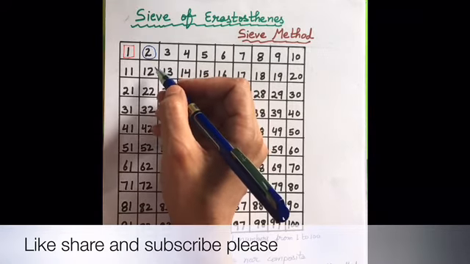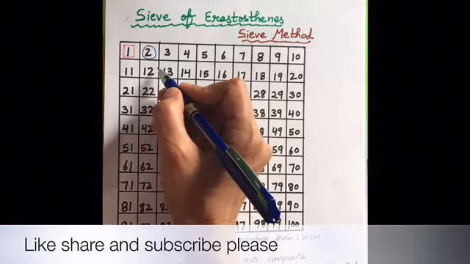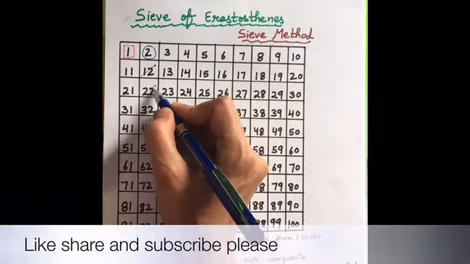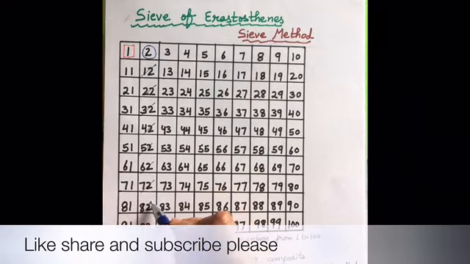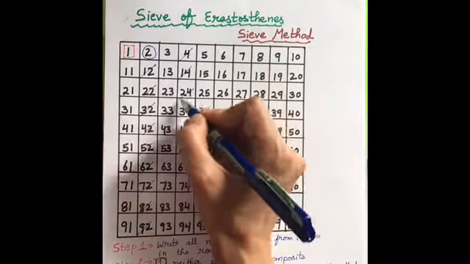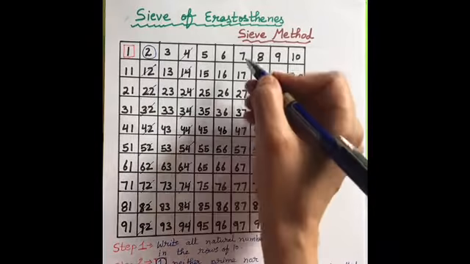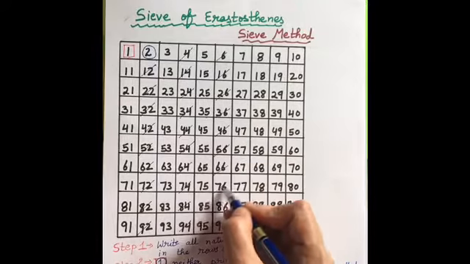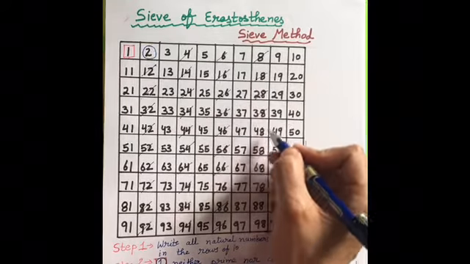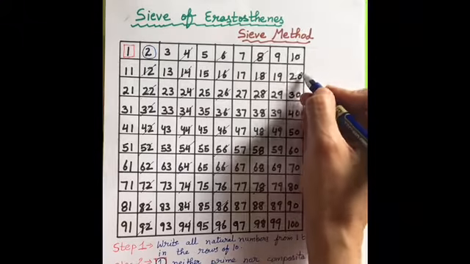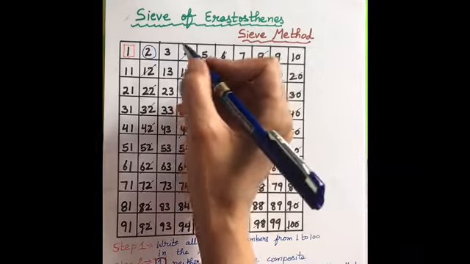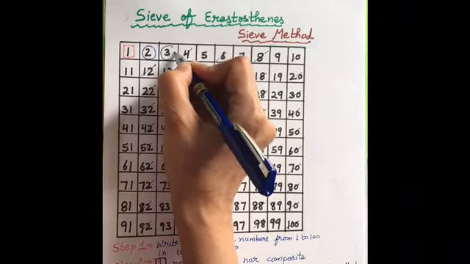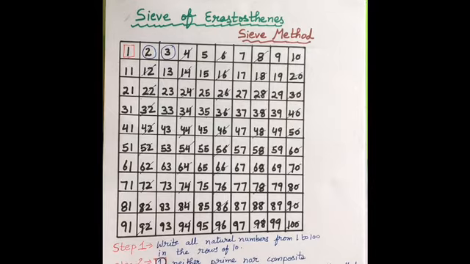And cross all the multiples of 2. So let's cross all the multiples. You know that all the even numbers are multiples of 2. So I am crossing them, all the even numbers. Now we are done. Now the next prime number is 3.